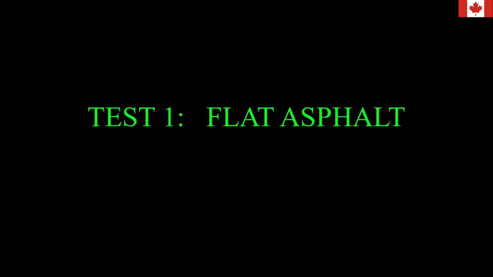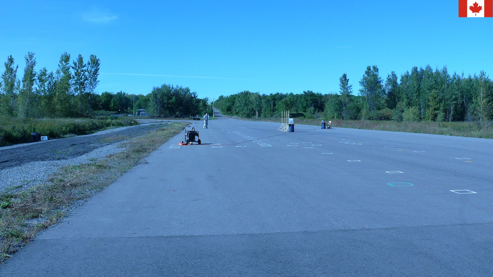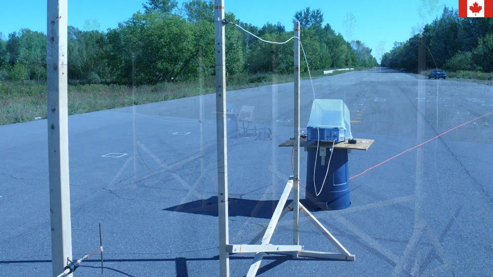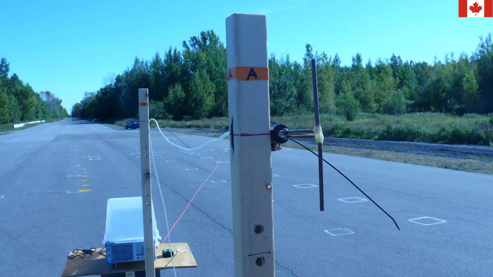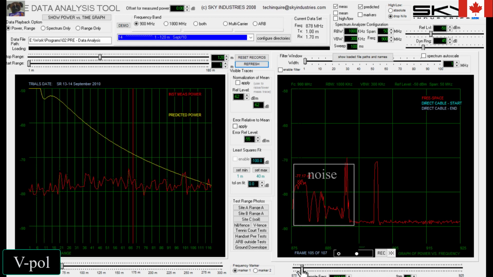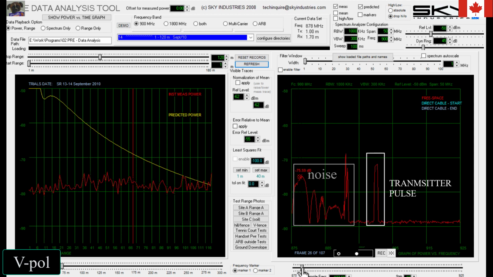Okay, let's talk about the first test over flat asphalt. I had access to a flat asphalt test range, and it was surrounded by woods. I did the experiment, made the measurements, and here are the results for vertical polarization. Now, we have to choose a sample frequency within the spectral recording at each range. So let's sample in the middle of the transmitter pulse.